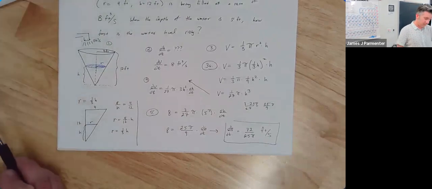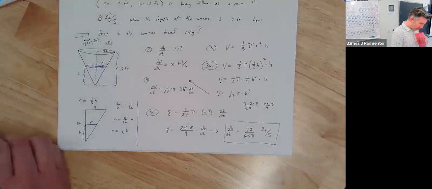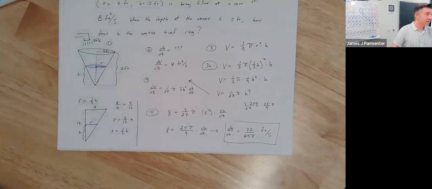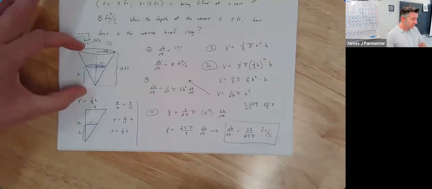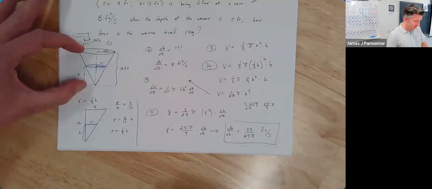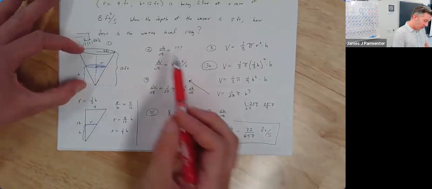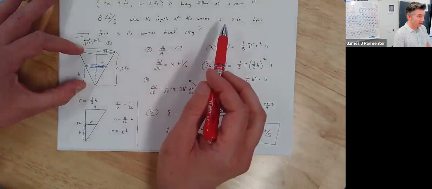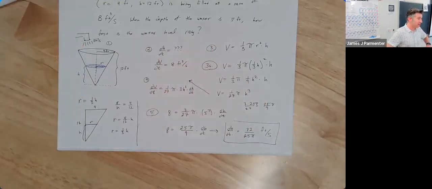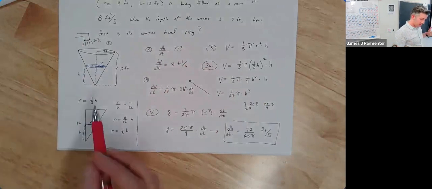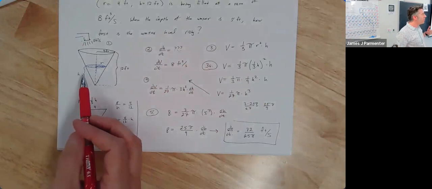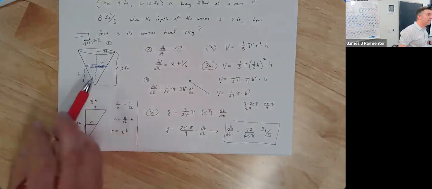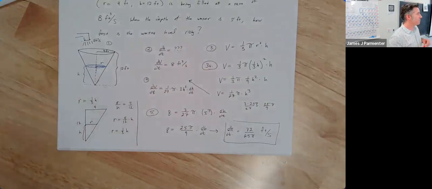Yeah. The highest height of the cone is 12 feet, but the question was when the depth of the water is 5 feet. So not when the water's gotten all the way to the top, but when the water is 5 feet deep, how fast is the water level rising? So when the water is 5 feet deep, the h value is 5.